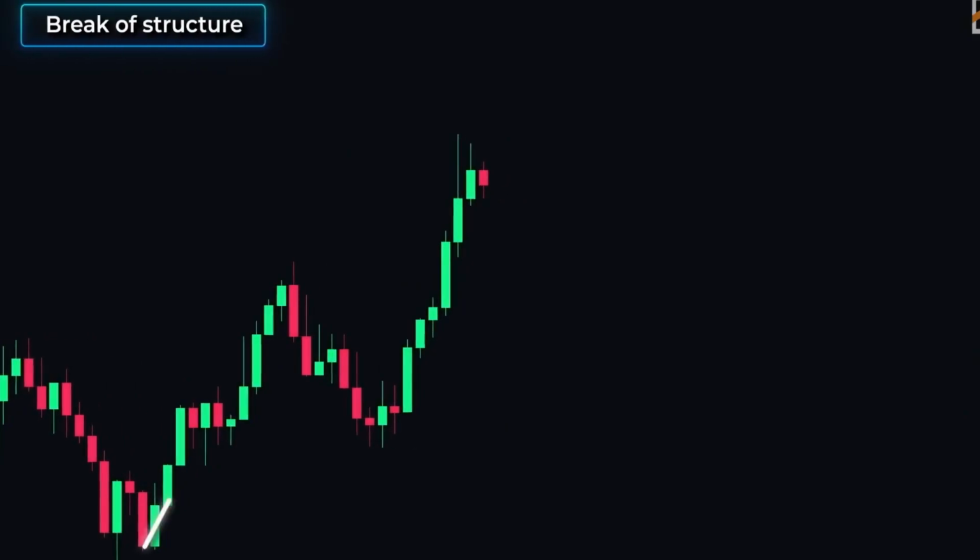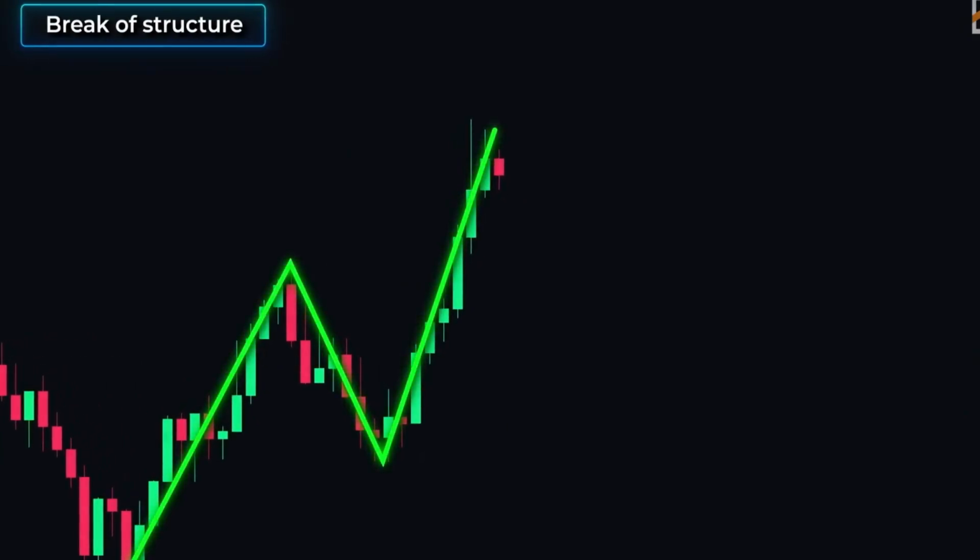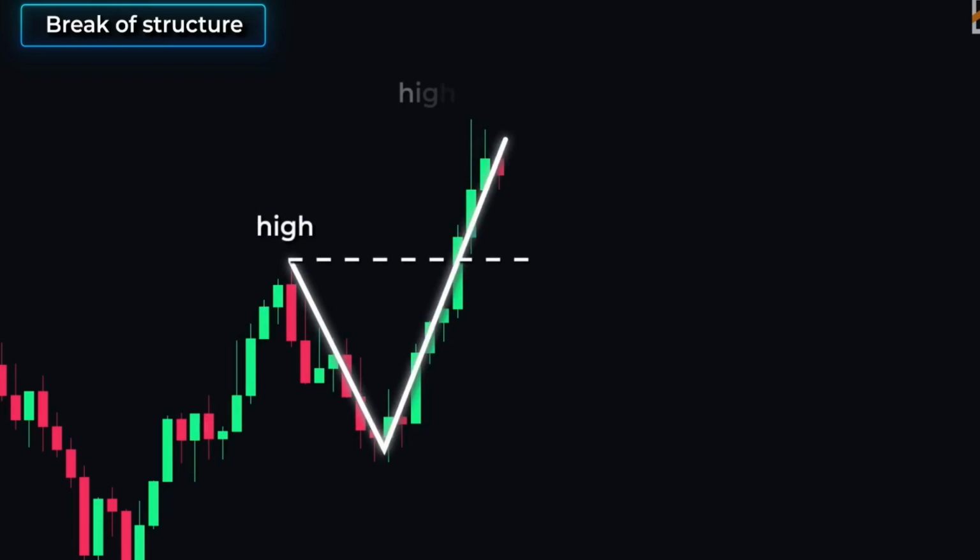In this chart, we can see that price is forming higher highs and higher lows, indicating an uptrend. To find the break of structure, we simply look at the moment price broke above the previous highs and formed higher highs, which is right here. So this becomes our break of structure.